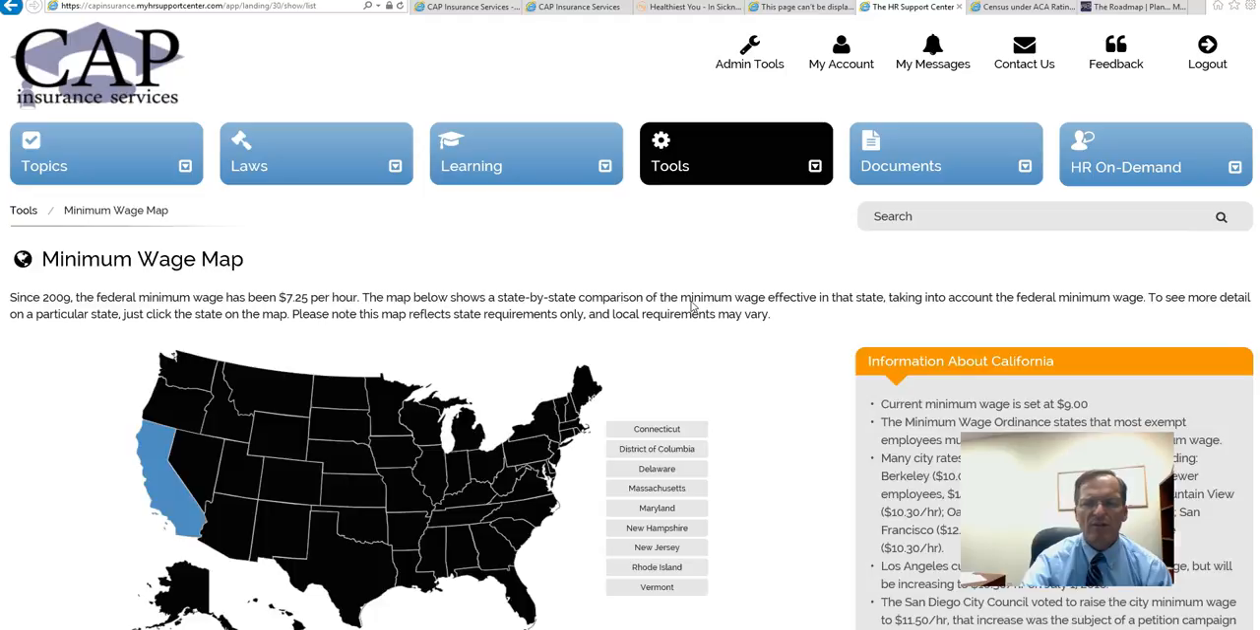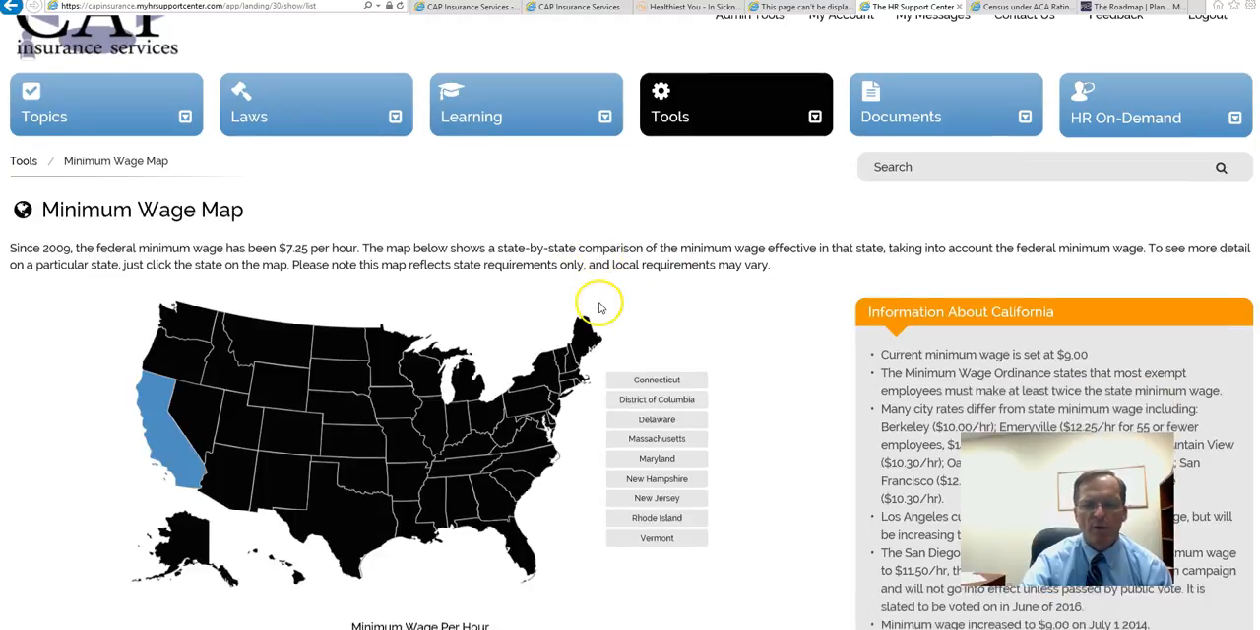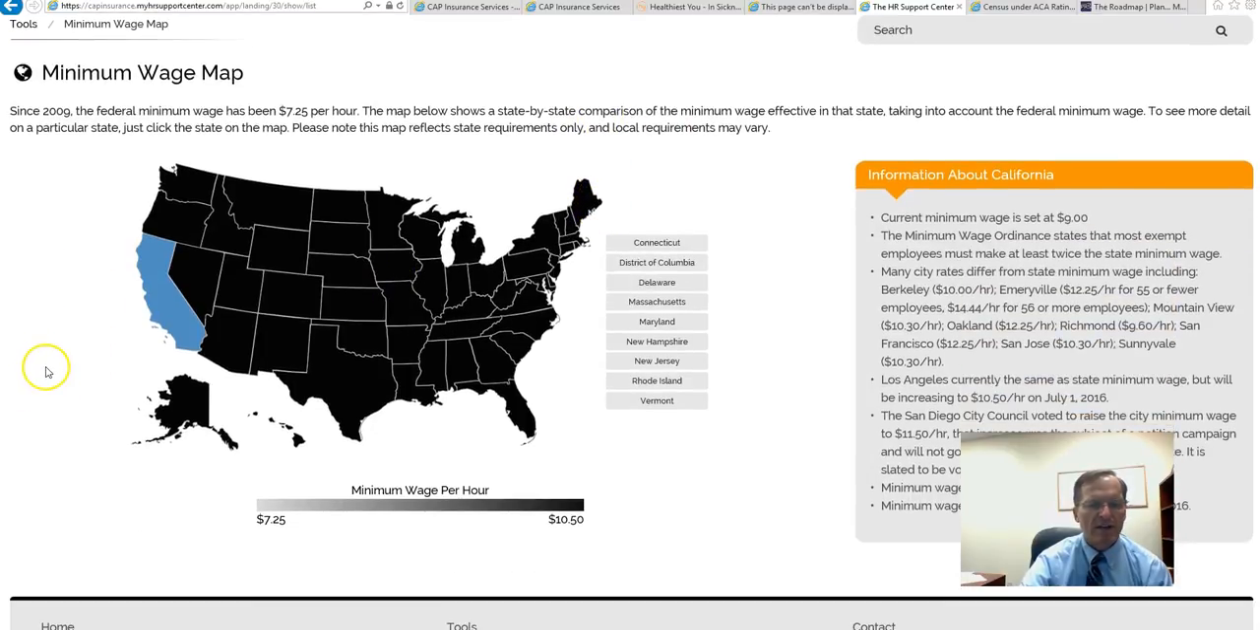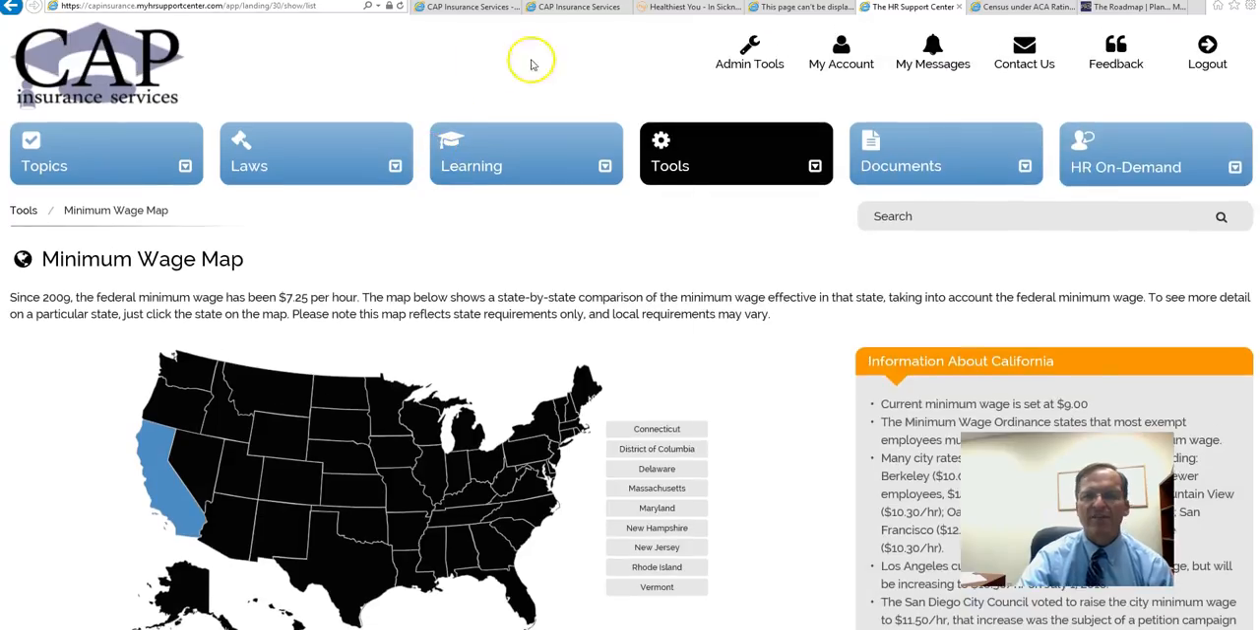There's other good resource information, like what the minimum wage is in various states. You'll notice in California the minimum wage is $9. In Nevada it's $8.75. Arizona it's $8.05. Idaho it's $7.25. Utah it's $7.25. So it's nice to have access to this information.